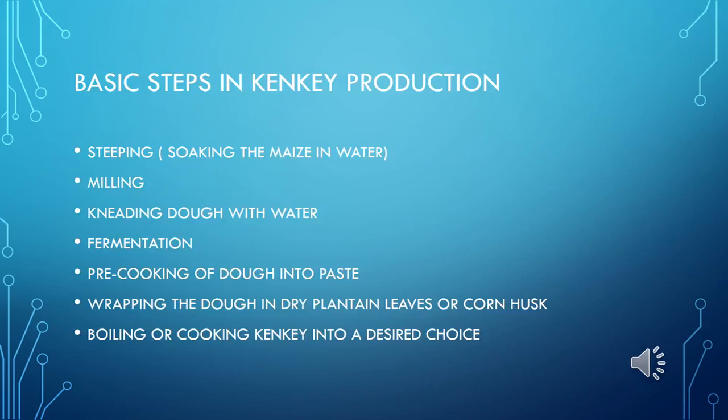Right now, we want to go through some basic steps in kenkey production. What are some of the methods? What are some of the processes that we have to go through before kenkey is produced? 1. Steeping. When we talk of steeping, it means soaking maize in water. Kenkey is gotten from maize or corn. So steeping is the first step in the production of kenkey.